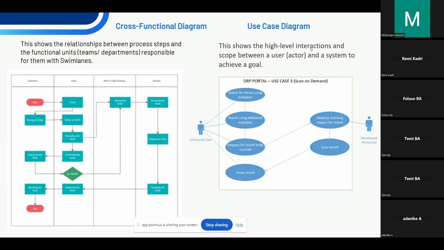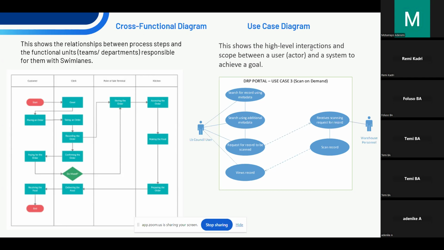So how does the actor interact with the system? That's basically all it is. So what are the different ways, the use cases, an actor interacts with a system? So let me give you a very quick example.